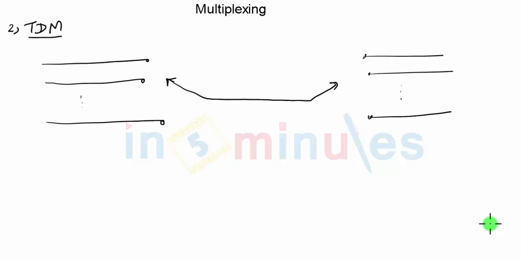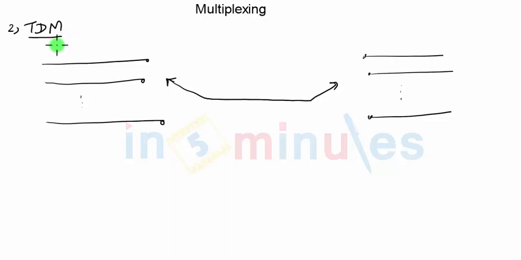Let us discuss the second type of multiplexing, which is called time division multiplexing. So the purpose is still the same. We have multiple signals to be transmitted in the form of one composite signal. This time, instead of dividing the frequency scale into individual slots, we are going to divide the time scale, or the time axis, and we will achieve time division multiplexing.